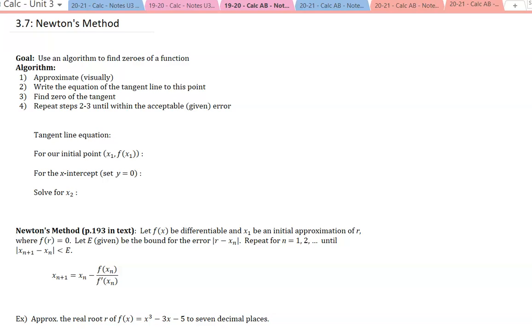So like I said in the previous video, we are going to use technology to help us go through this process of approximating a solution, finding the tangent line, finding the new x-intercept, and repeating until we get close enough to our solution. Okay, so to do that, we're going to start with a little bit of algebra. All right. The first point that we're going to approximate is the x value of our solution.